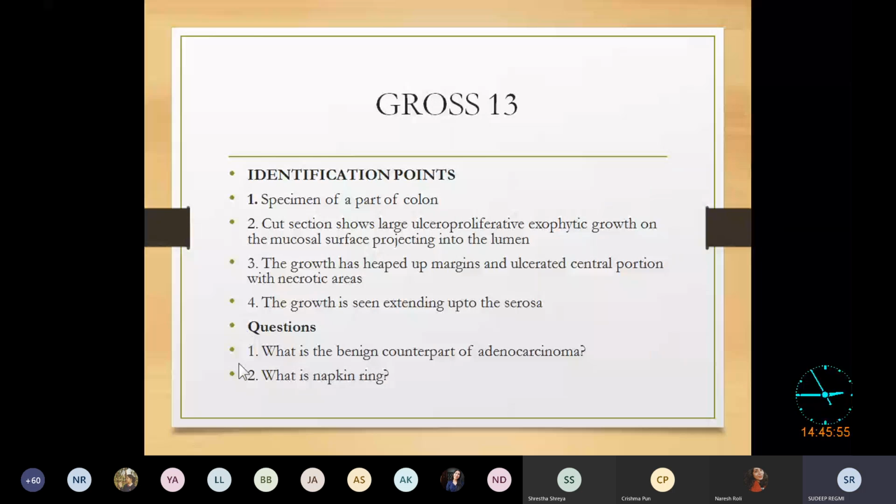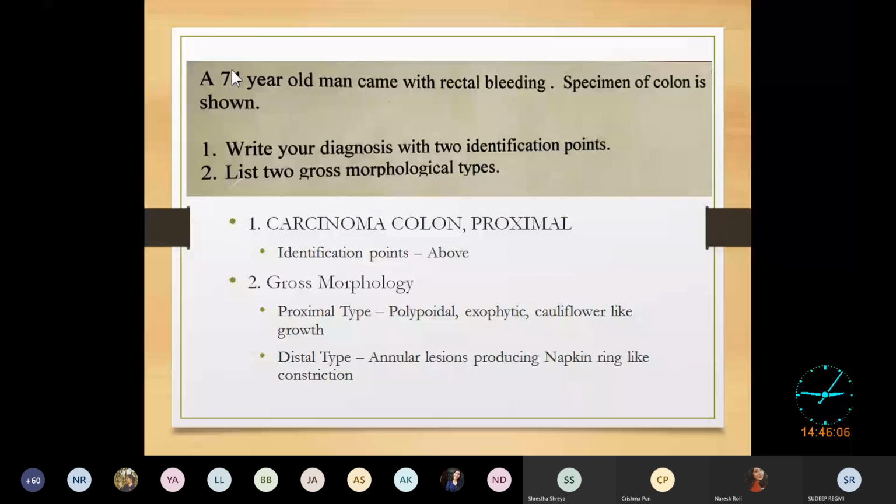So what is the benign counterpart of adenocarcinoma and what is napkin ring? You should know this. There will be a question like this. A 74-year-old man came with rectal bleeding. If it is a carcinoma colon, then there will be rectal bleeding, and a specimen of the colon is shown, which is obvious. Write down your diagnosis with 2 identification points, which we have already discussed, and list the 2 morphological types.